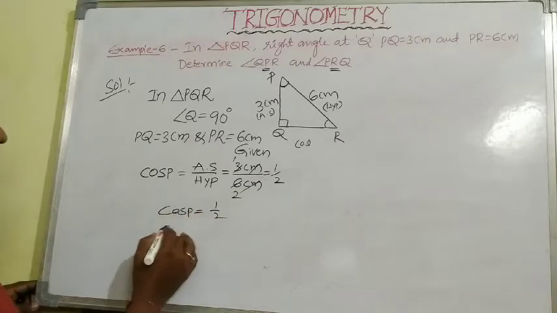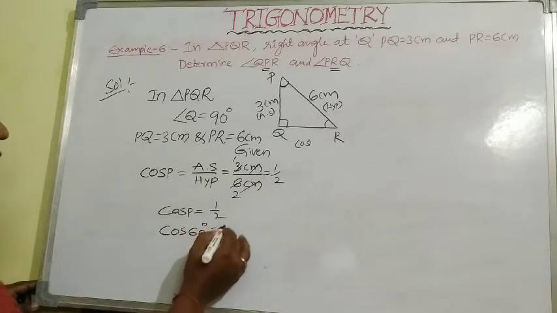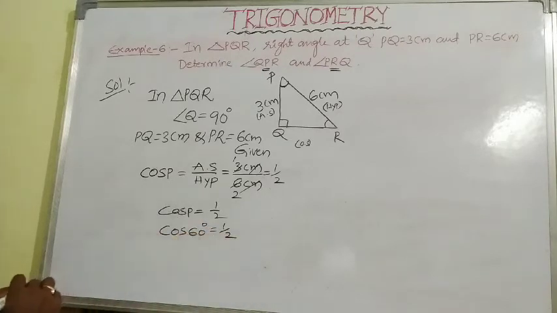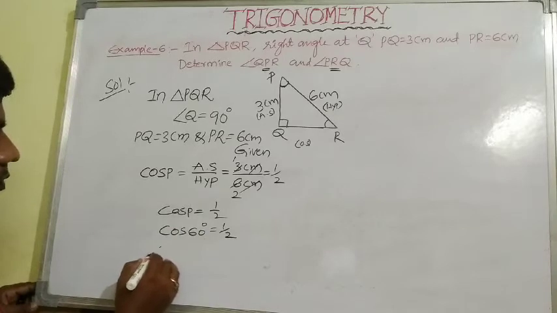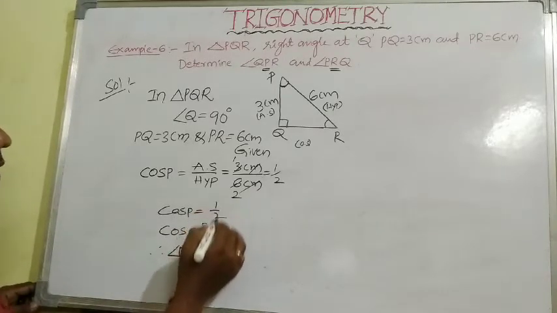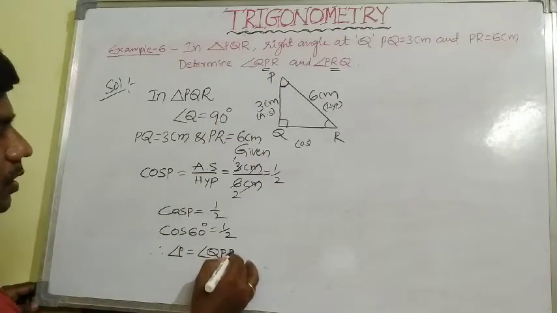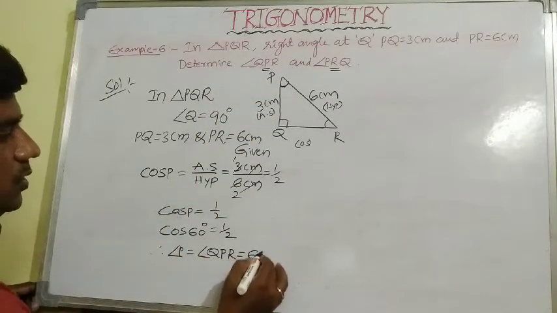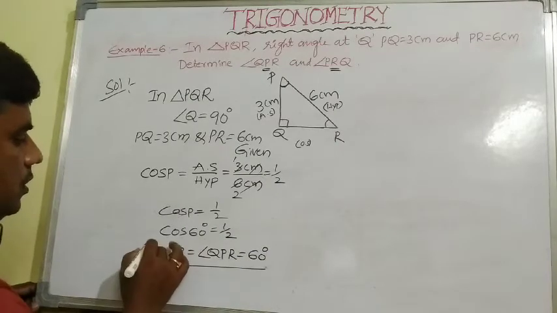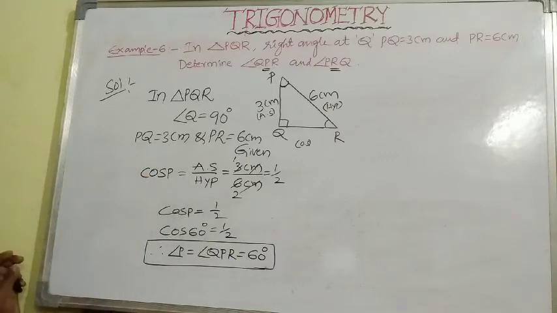But from the table we know cos 60 value equals 1 by 2. So therefore angle P, which we can also write as angle QPR, equals 60 degrees. So the first one is a 60 degrees angle.